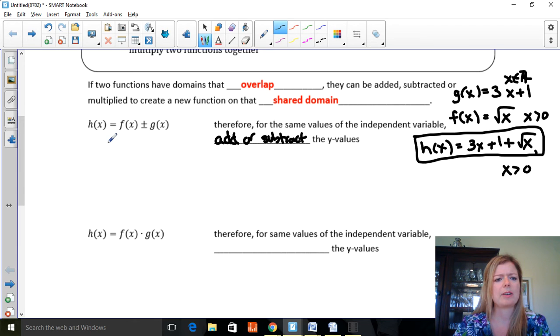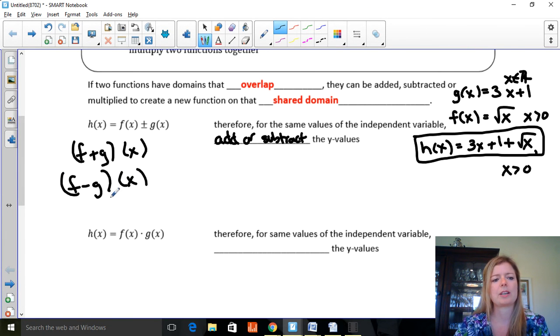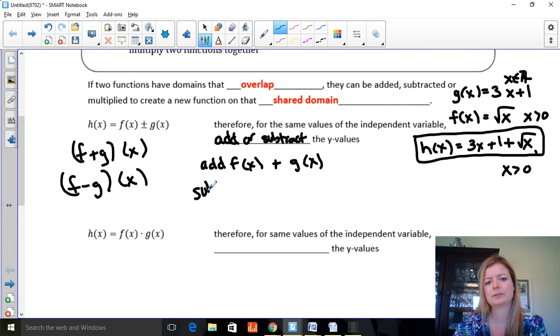Now this could also be written as this, f plus g in brackets at x is addition, or f minus g at x would be subtraction. You have to have the brackets around the f plus g to show that they both are operating on x. Okay, so you could just add the y values from f at x plus the y values from g at x. Okay, or subtract.